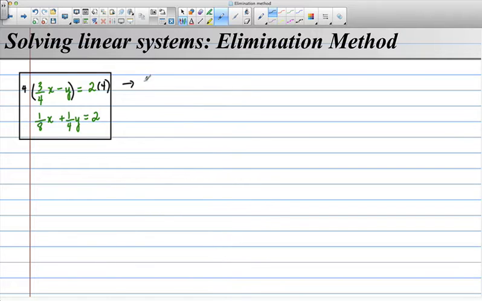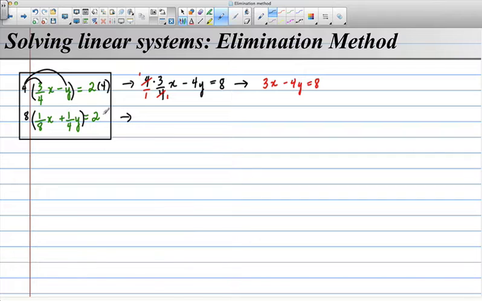we'll be left with 4 times 3/4 x minus 4y equals 8. And what did I just do? I distributed the 4. Now 4 times 3 is 12, divided by 4 is 3. However, we could cancel off common factors first before multiplying and get 3x minus 4y is equal to 8.